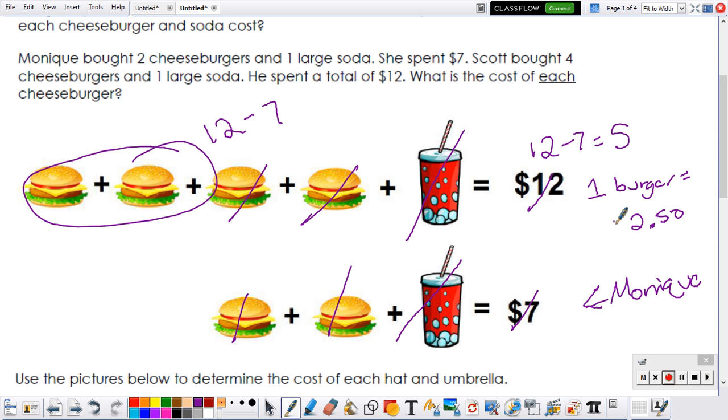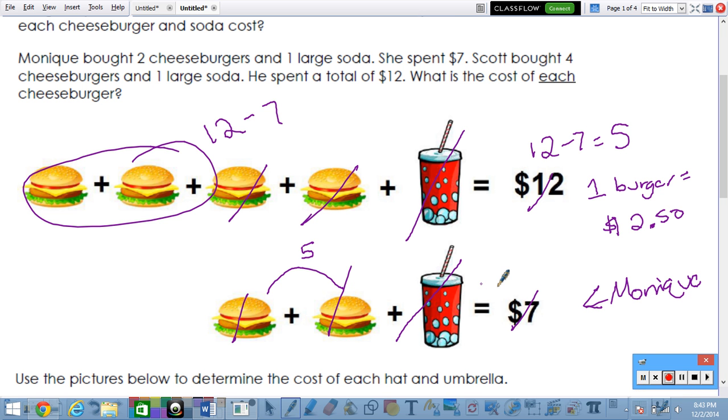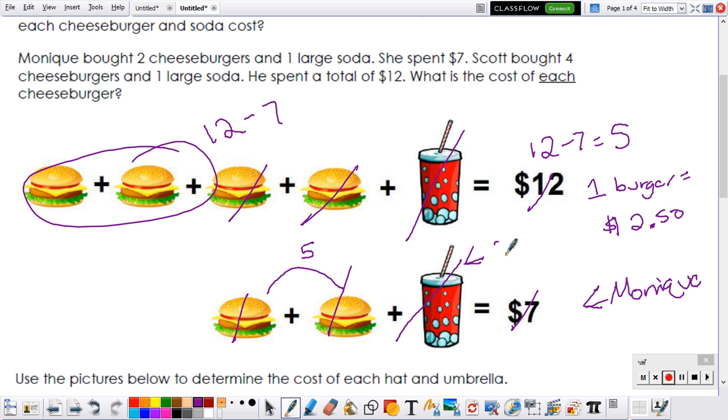$2.50. So now we can think, okay, if 2 burgers are $5, 1 burger is $2.50, we can go back over here. These 2 burgers together cost $5. So that must mean that the soda cost $2. This method that we just used with these pictures is called elimination, because what we did is we eliminated Scott's order from Monique's order, and we were able to come up with the idea that 2 hamburgers only cost $5.